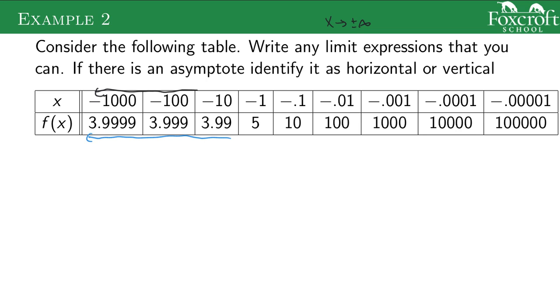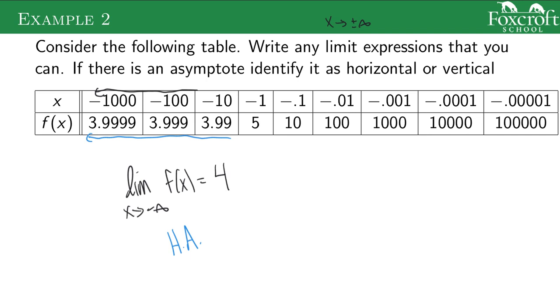They're getting close to the same number. So I can write a limit expression: the limit as x approaches negative infinity, going to the left, of f of x. And what's happening to my y values? As I'm going to the left to these big negative x values, my y values are getting close to 4. So that's one limit expression I could write, and this is a horizontal asymptote.